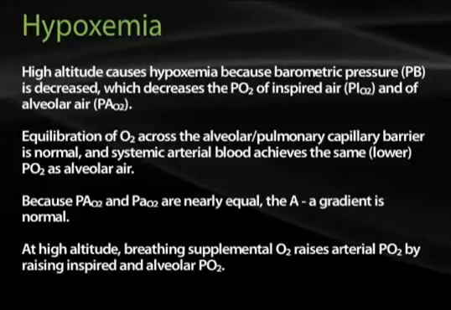High altitude is one potential cause of hypoxemia. High altitude causes hypoxemia simply because the barometric pressure is decreased, decreasing the PO2 of inspired air, which decreases the PO2 of alveolar air. The equilibration of oxygen across the alveolar pulmonary capillary barrier should be normal. And the systemic arterial blood should be the same lower PO2 as alveolar air, and there should not be an AA gradient. We can help at high altitude by breathing supplemental oxygen, raising our FiO2, which is going to raise our arterial PO2.